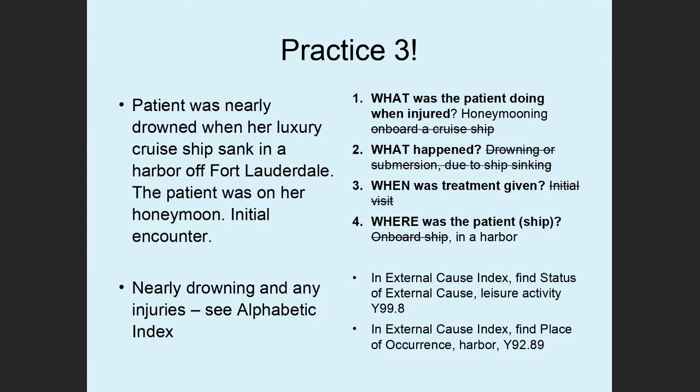So this is what we've discovered so far, what we've included in this code. What was the patient doing? They were on board a cruise ship. What happened? Drowning or submersion. When was treatment given? Initial visit. Where was the patient? In a harbor. So we have left honeymooning and in a harbor. The external cause index finds status of external cause, leisure activity. Honeymooning is a leisure activity, Y99.8. In the external cause index, find place of occurrence, harbor, Y92.89.